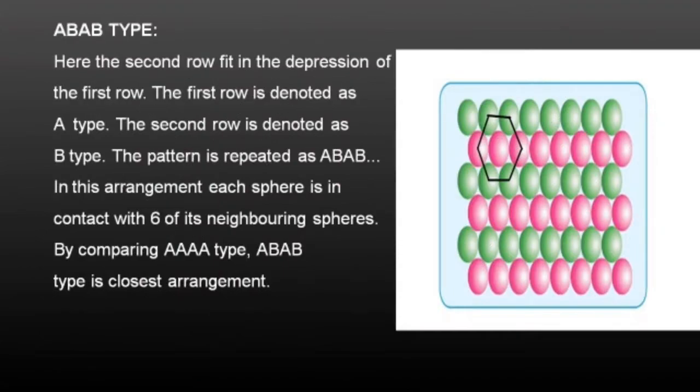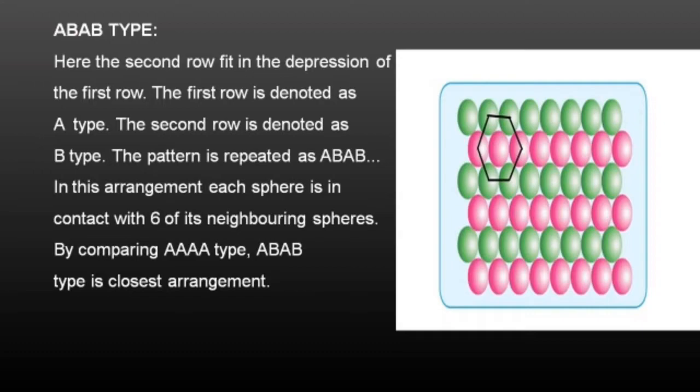In two-dimensional close packing, the second type is capital AB. Here the second row spheres are arranged so that they fit in the depression. Depression means the gap between the two atoms of the first row. So the second row is denoted as capital B type. Now the third row is arranged as A type, then another one as B type, and this type of arrangement is called AB type. Here in this arrangement each sphere is in contact with six of its neighbors.